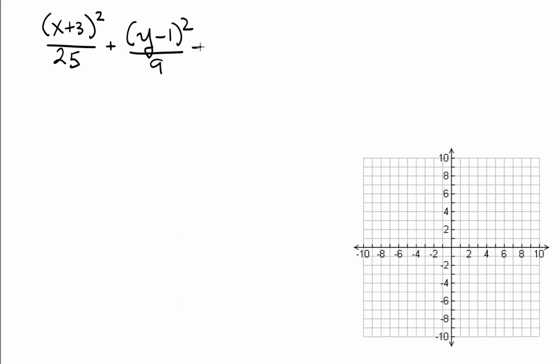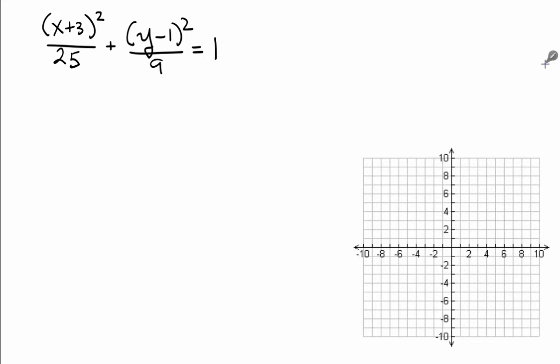This video is about sketching an ellipse given the equation of an ellipse in standard form. Here's an example of an ellipse equation in standard form: (x + 3)² / 25 + (y - 1)² / 9 = 1.